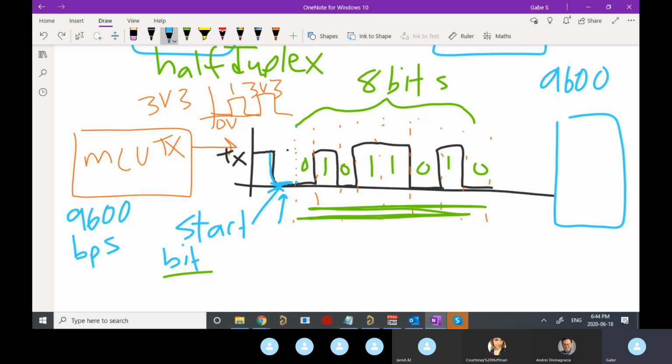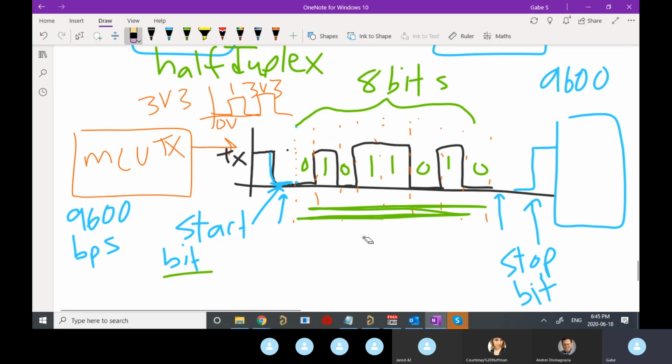And depending on the settings you pick, there might be something else here. So we'll leave this blank for now. But then usually we have a stop bit. And that's just a last bit to say, hey, we're done. You can parse the data now, and we're done. And sometimes people make this 2 bits or 1 bit.